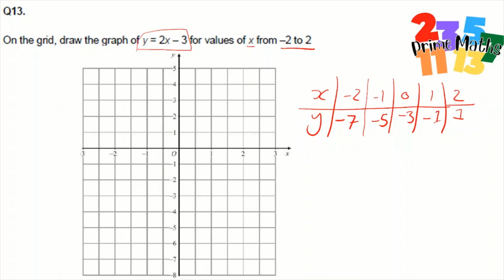We can then plot this, so we'll start with 2, 1, 1, -1, 0, -3, -1, -5, and -2, -7. We then draw a straight line through this. Make sure that yours is straighter than mine.